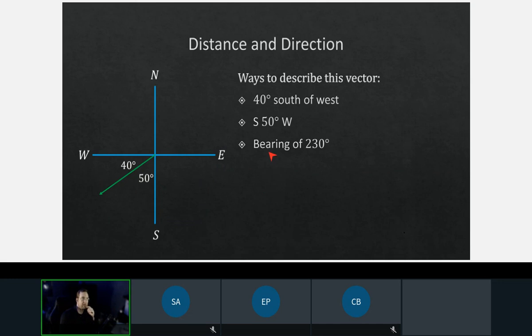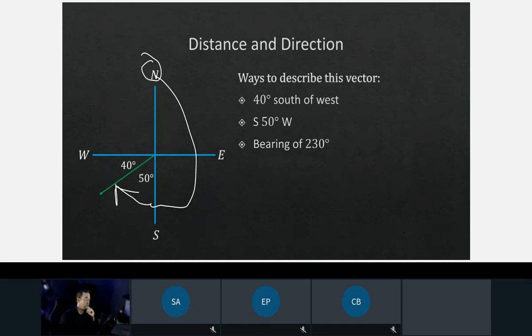And then somebody asked about bearing. How do you find bearing? Let me switch to my pen. Does my pen work again? Nope. The touchscreen's still not working. All right, so we start due north, and you are rotating all the way around to the vector.